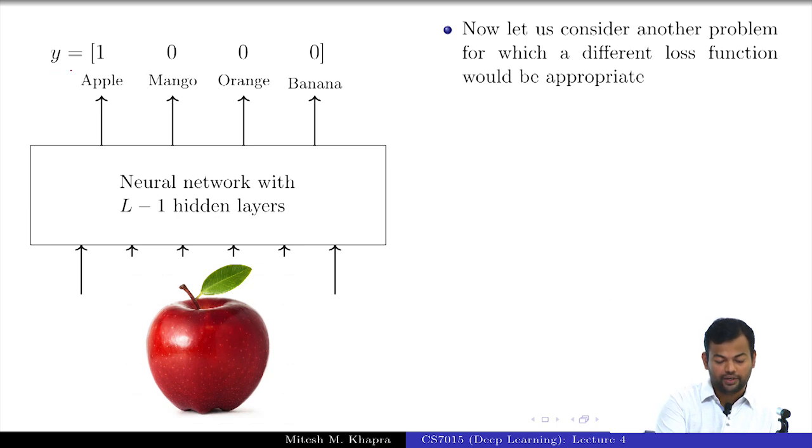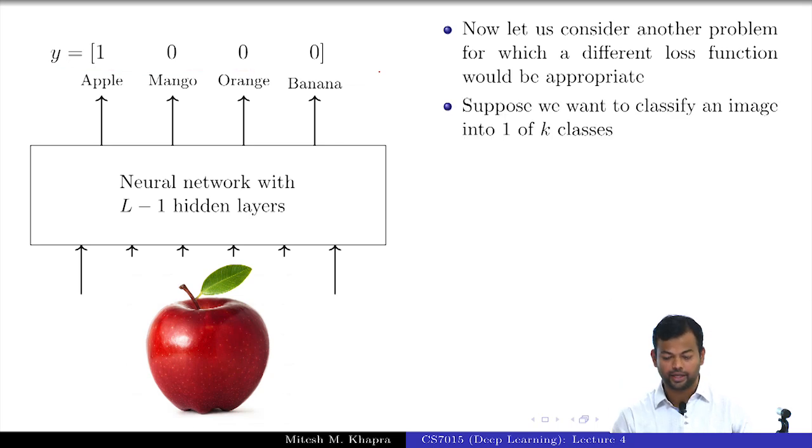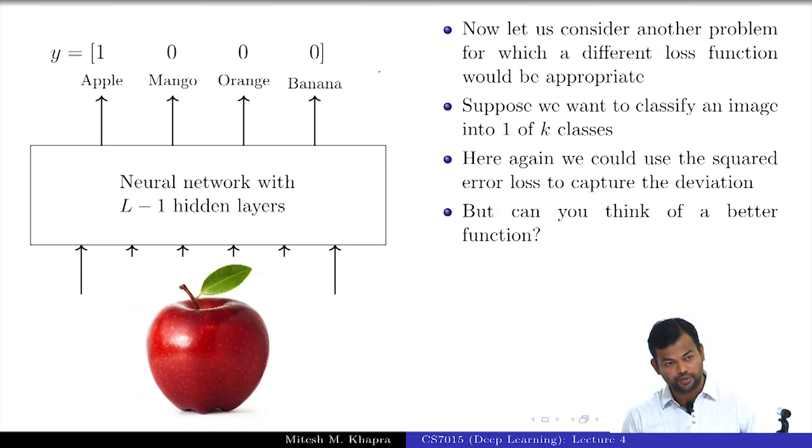So now let us consider this problem where we have a classification situation, that you are given four possible classes, out of which one is the correct class. Now, this is the true data given to you. This is the true distribution. All the probability mass is focused on one of these classes. Now, we want to, given an image, classify this into one of k classes. We could again use a squared error loss. But since we are dealing with probability distributions here, we want to use something special.